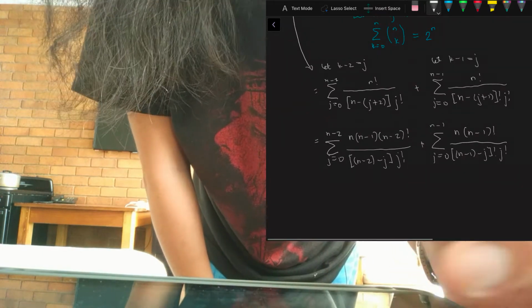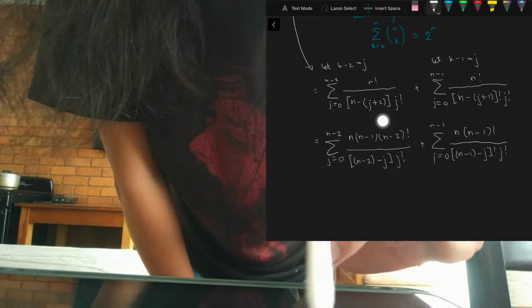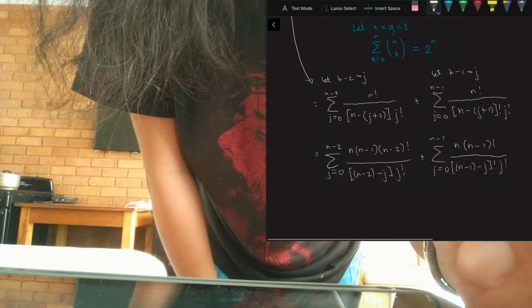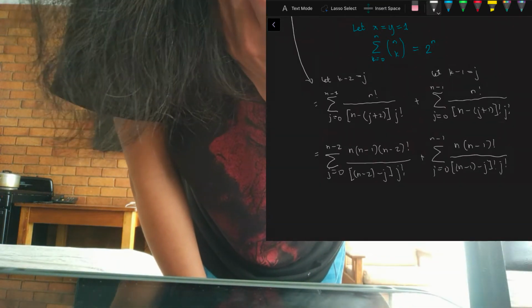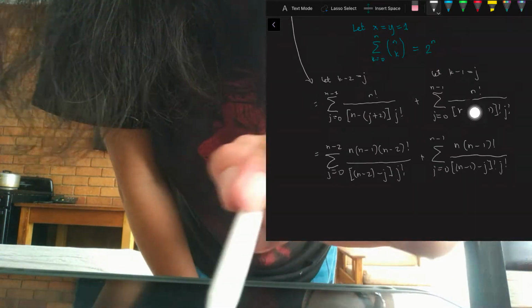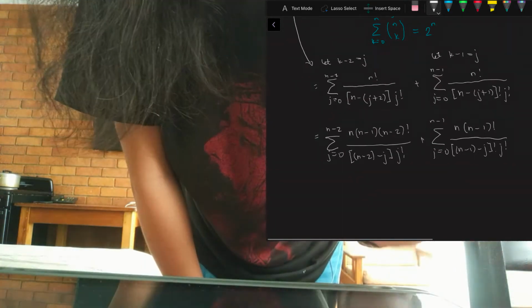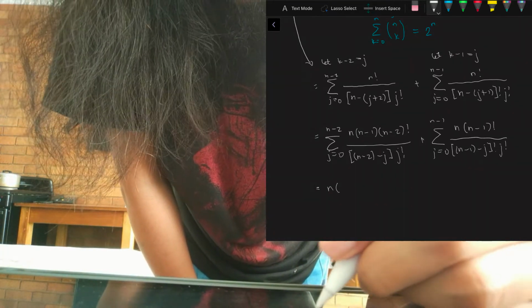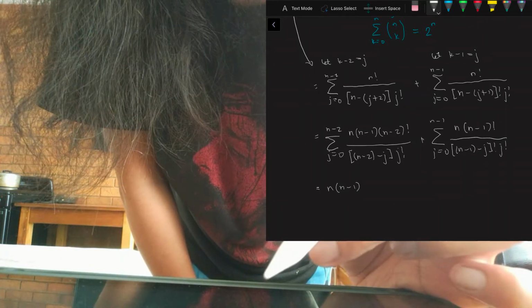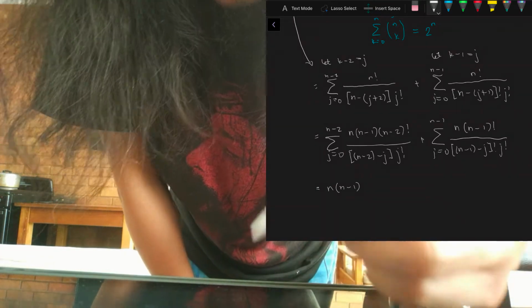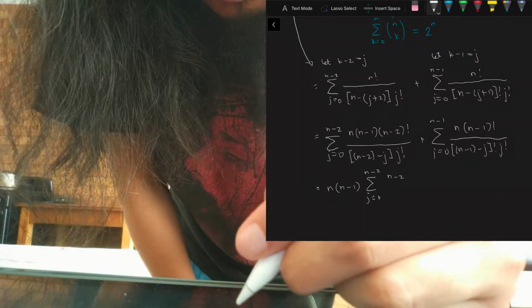Okay? So now, n times n minus 1 in the first term, I can factor out of the summation. I can factor it out because I can now use this identity, so that you will have a closed form of the summation. So this becomes n times n minus 1, and you are left with n minus 2 factorial over n minus 2 minus j factorial. That is nothing but n minus 2 choose j.